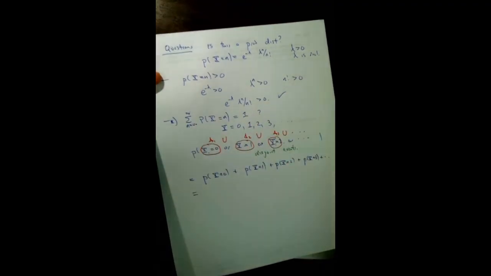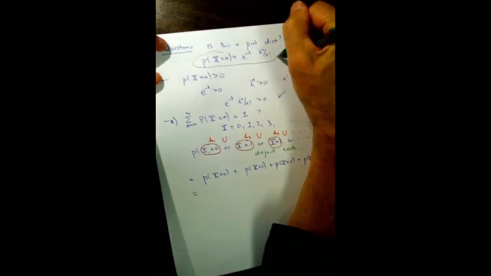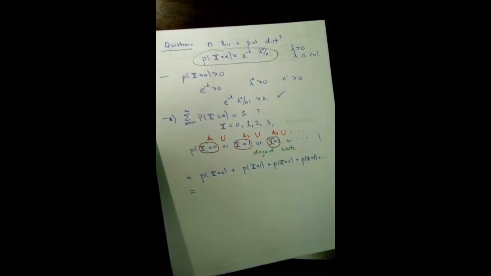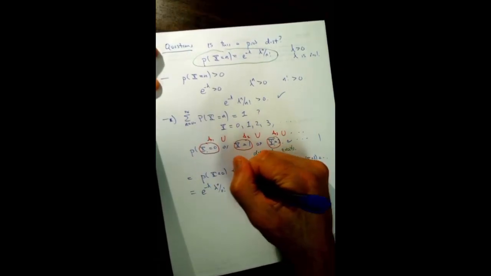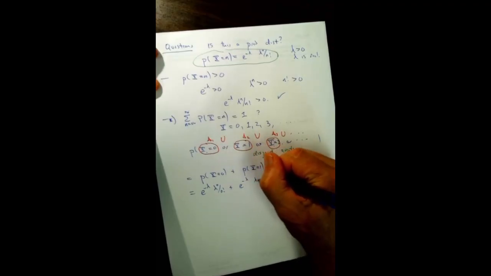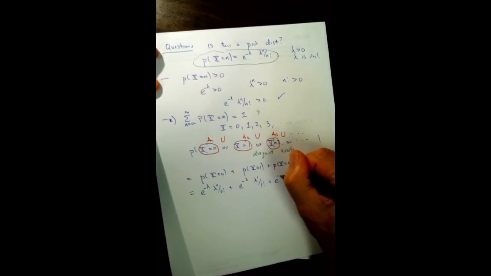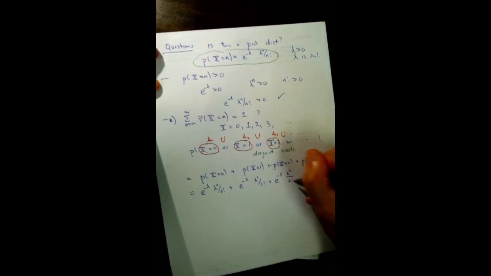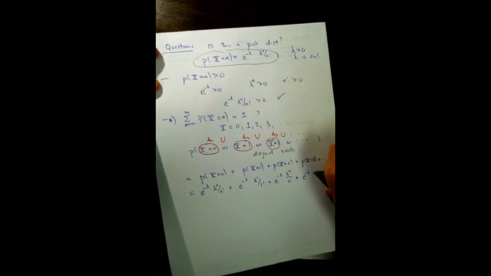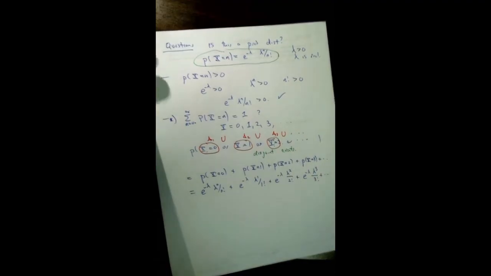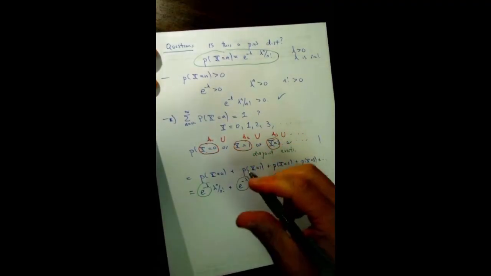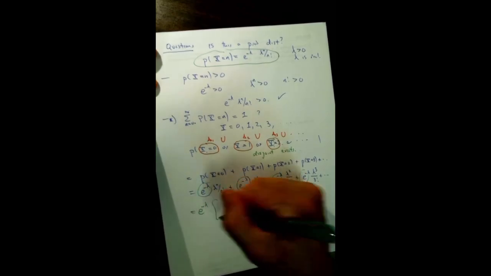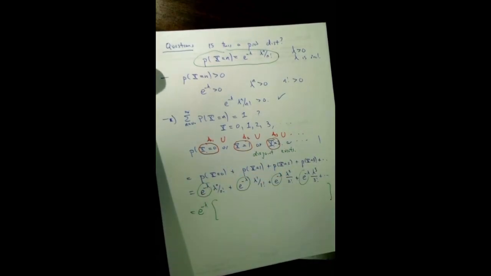And now I can go back and use that formula for the individual probability. So this is e to the minus lambda, lambda to the 0 over 0 factorial. It's e to the minus lambda, lambda to the 1 over 1 factorial. It's e to the minus lambda, lambda squared over 2 factorial. And I can just keep doing this and go on and on and on. Notice there's an e to the minus lambda here, here, here, in every term. So I can factor that out.